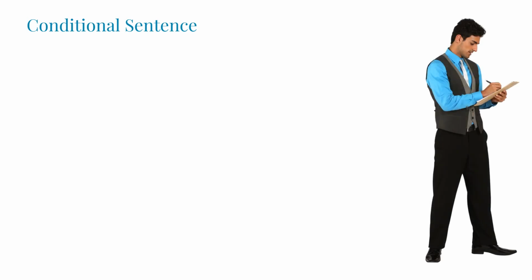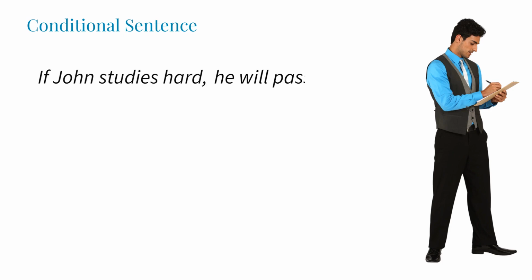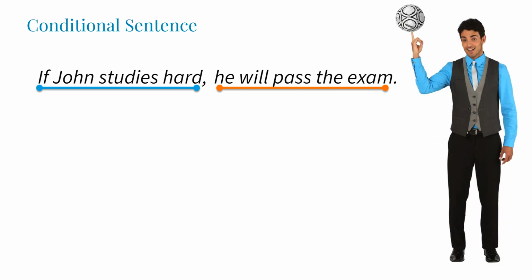You've probably heard people say sentences like this. If John studies hard, he will pass the exam. This is a conditional sentence. It has two parts. The first part starts with if and describes a situation that might be true or might not be true. John might study hard, but he might decide to play football instead.